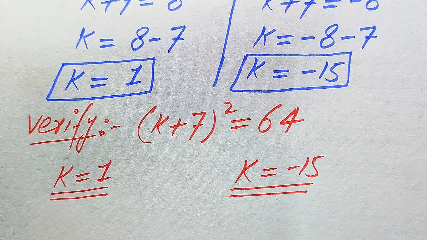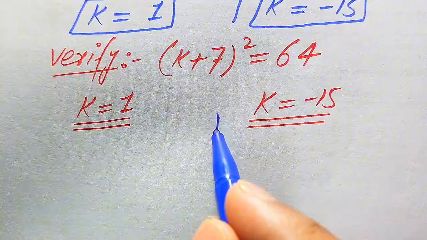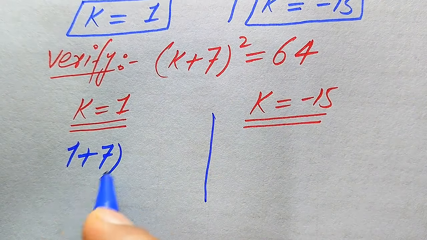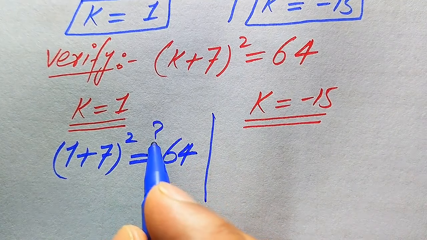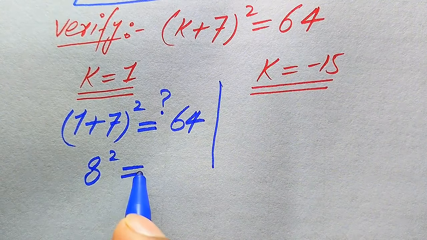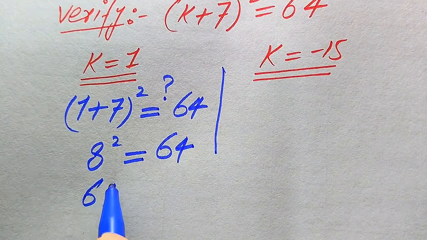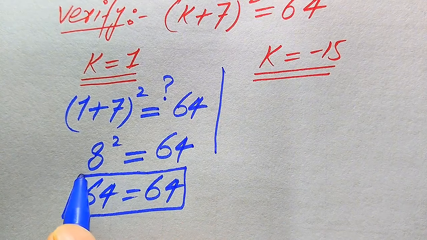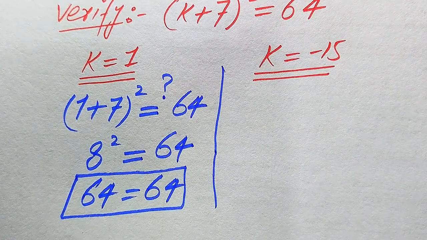We need to verify both of these values, and first we verify k = 1. When we put k = 1 into the left-hand side, it is written as (1 + 7)² = 64 or not. This is our claim. So 1 + 7 becomes 8, and 8² becomes 64, so 64 = 64. This means both sides are equal, and if both sides are equal we conclude that k = 1 is a solution of the given equation.